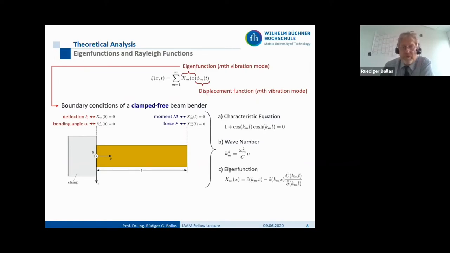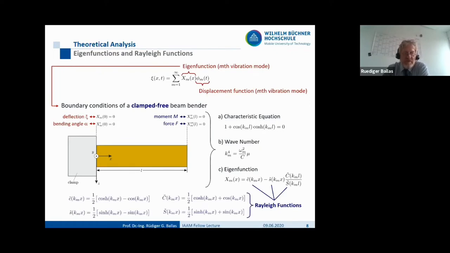And now you can go back with this knowledge and define the eigenfunctions over a linear combination of sine and cosines, as well as hyperbolic sine and hyperbolic cosine functions. These functions are also called Rayleigh functions, and I have written them here in this sheet so that you can see what I did.